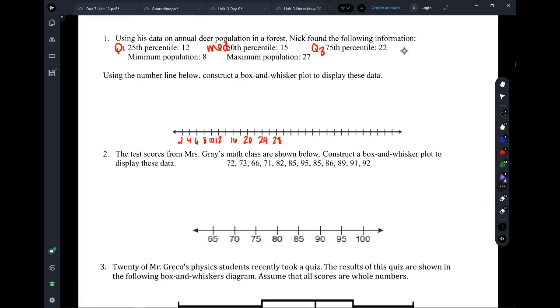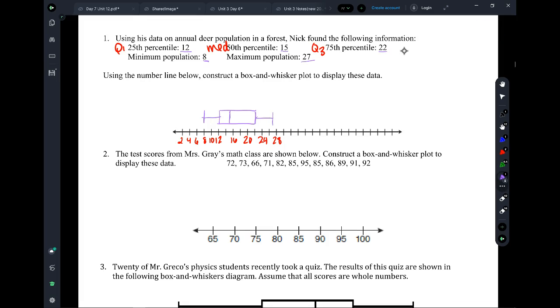All right, let's make our toothpicks. My first toothpick is going to be at our minimum of 8. Our next one is Q1 at 12. Our middle is at 15, so that's going to be between there and there. Q3 is at 22, which is on that line, and then our maximum of 27 is going to be in the space here. And then connect your inner 3 and draw your outer.